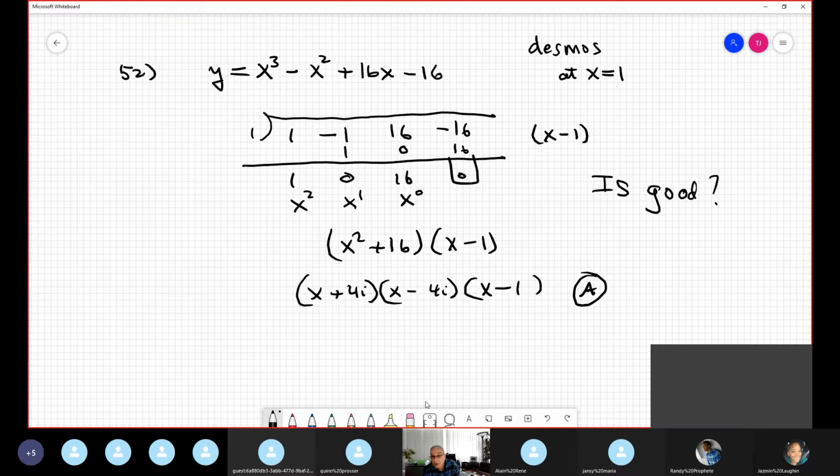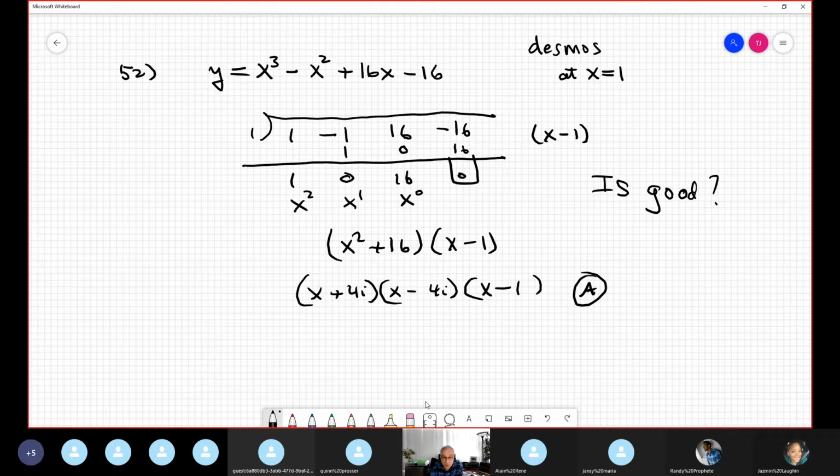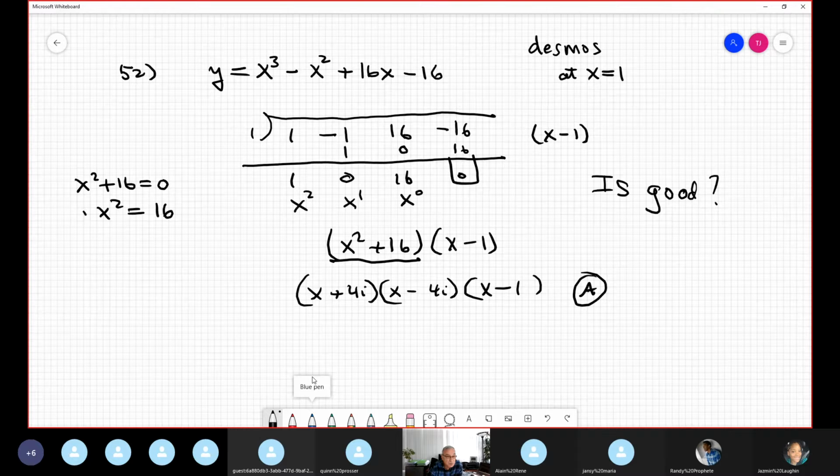How do you know? 4i. Okay, one more time. I want to explain this. Look, I know for 2 reasons. Reason number 1: you enforce this expression to be 0. The solution of this is minus x equal plus or minus 4i. So this gives me a clue. However, let me try to foil that part.